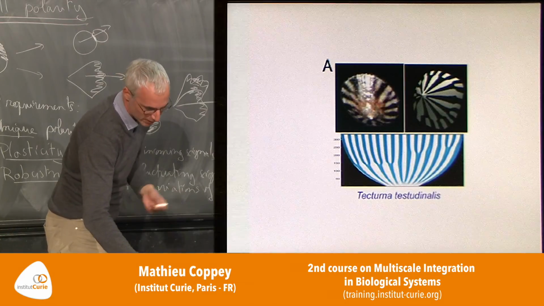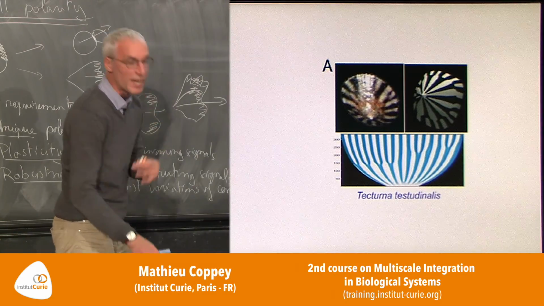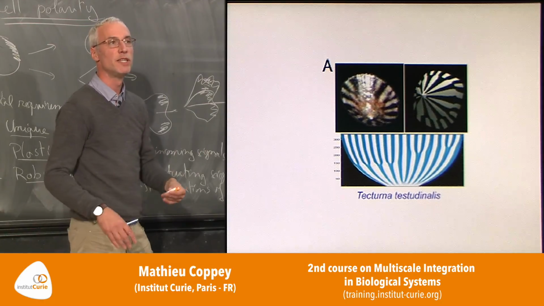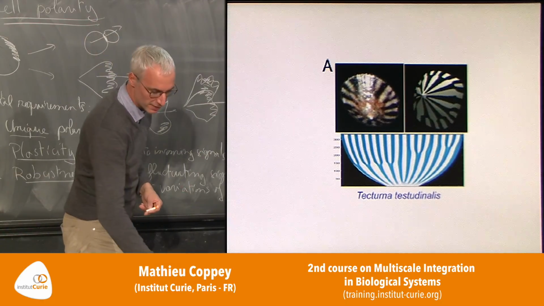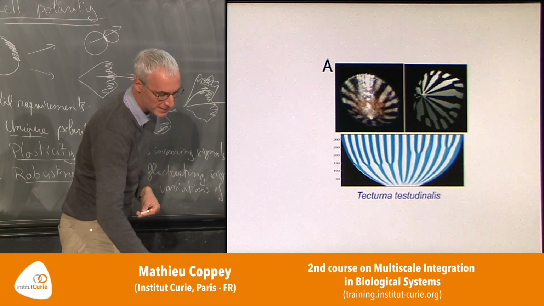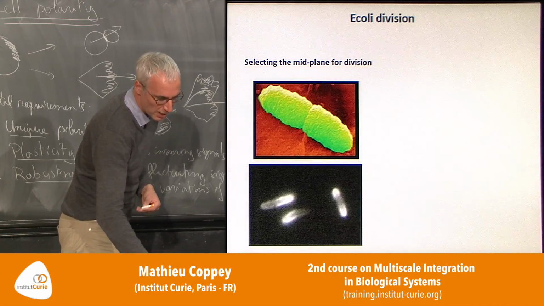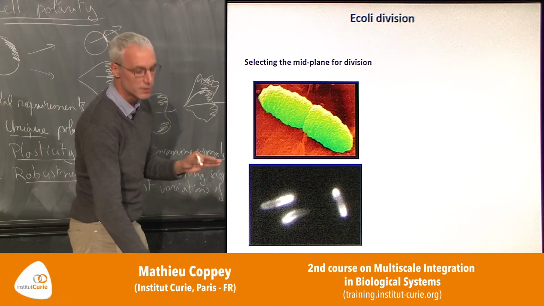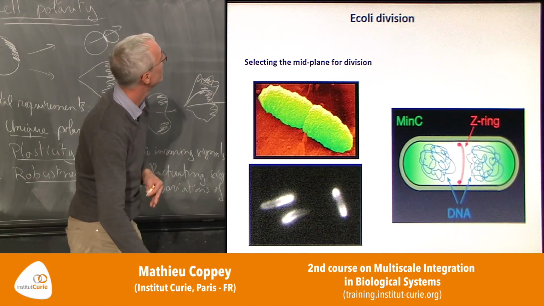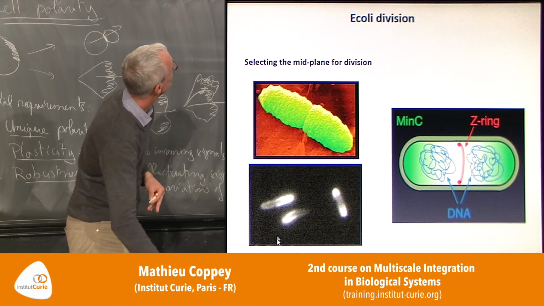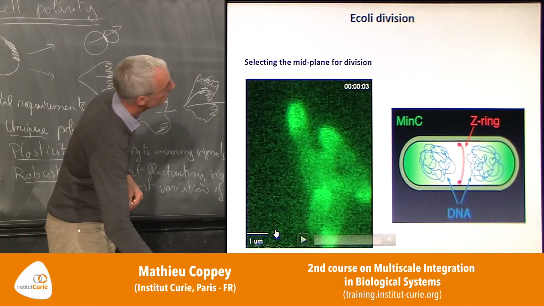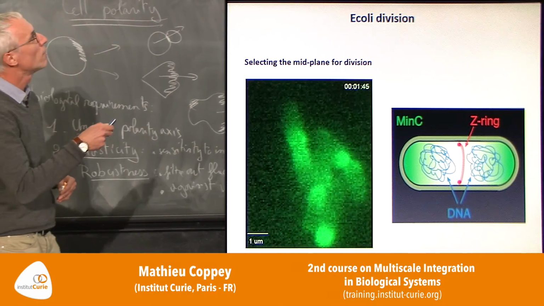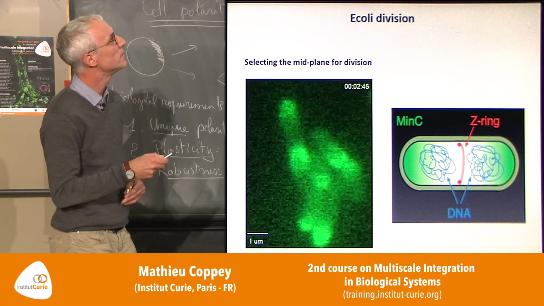So this is the standard example that people in the community use to show Turing patterns, mostly patterns on animals' skin. Another example that is good is E. coli division. I go very fast again here, but this is just to give you an idea. If you don't know it, the bacteria select their midplane by having an oscillation from pole to pole of a protein, which is called MinC here.